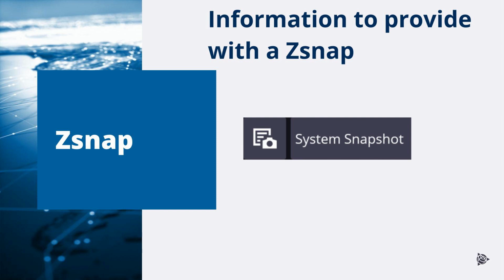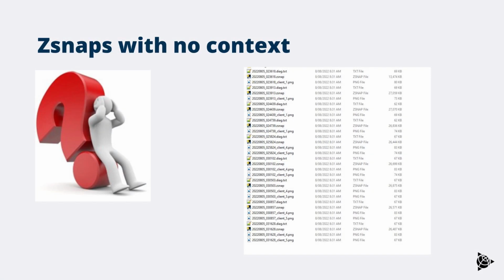Information to provide with the Zsnap. Each Zsnap contains a lot of information and can take a considerable time to analyse. Multiple Zsnaps with no context for each Zsnap can increase the time in diagnosing an issue. Faults may not be detected or missed. Providing an accurate description of what was happening when each Zsnap was taken can greatly help to understand the data provided and avoid missing important information and speed up the troubleshooting process.